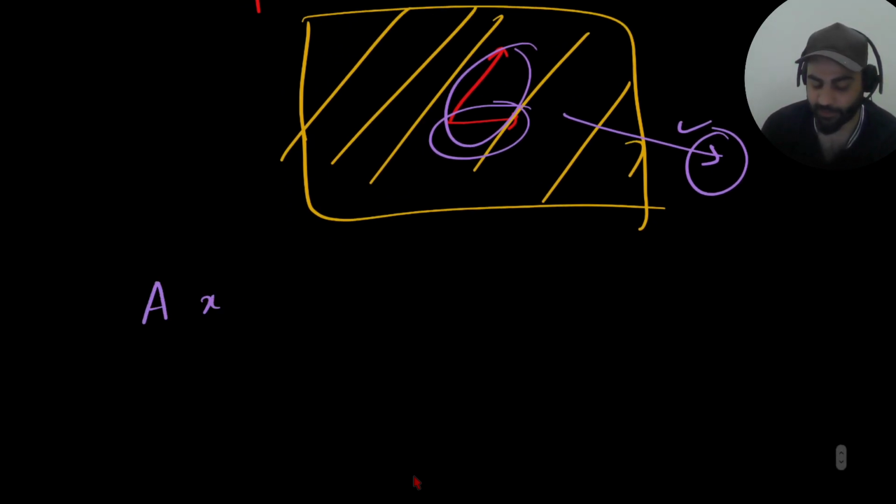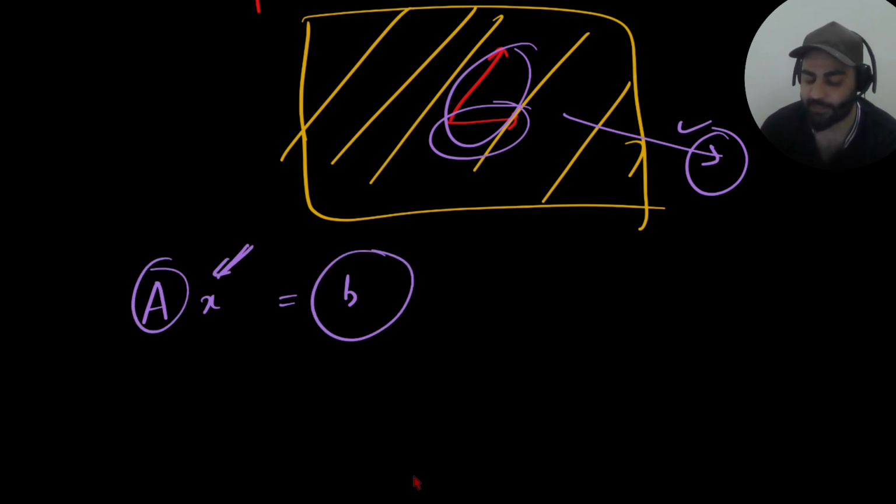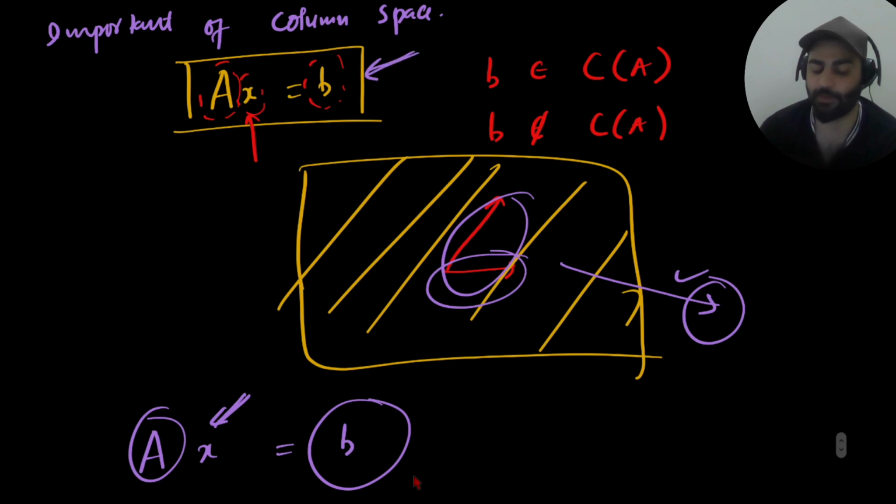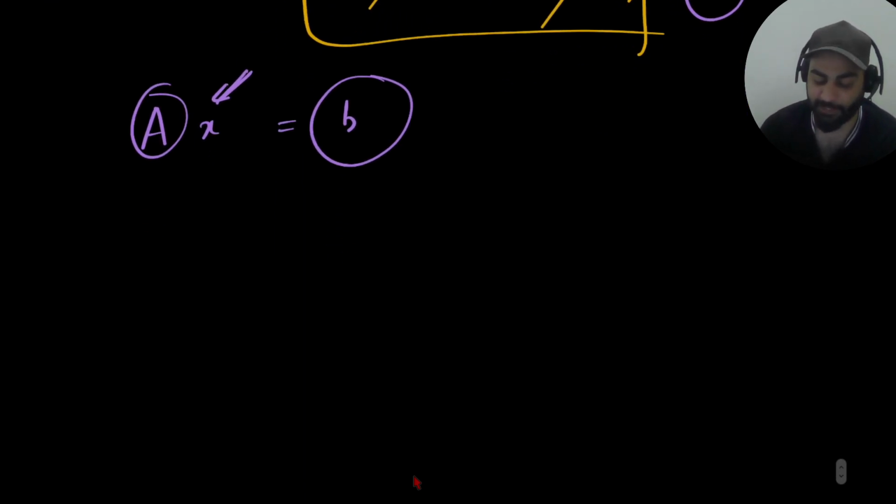So if I have an equation Ax equals b, and I put any value of x and multiply it with A, I can never reach b. The solutions to this equation will only exist if b is in the column space of A. Let me take a concrete example.